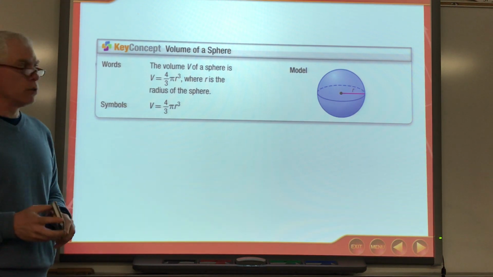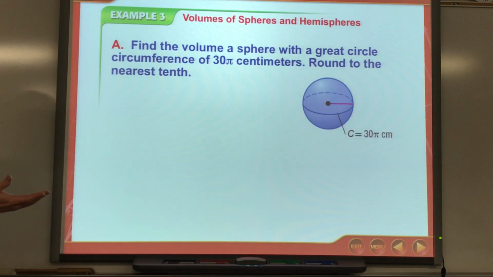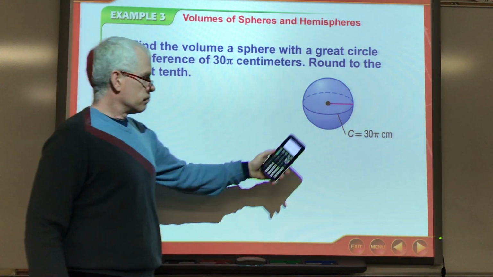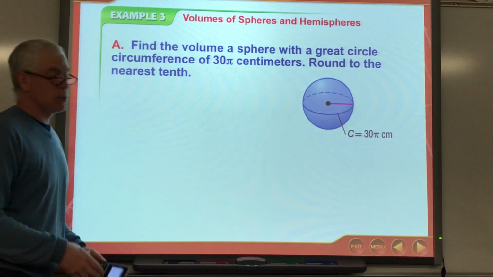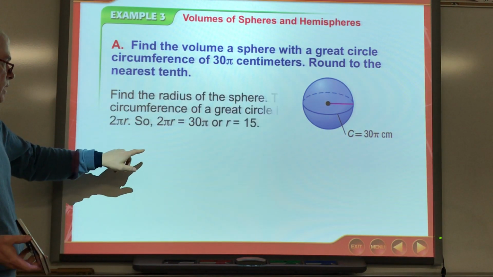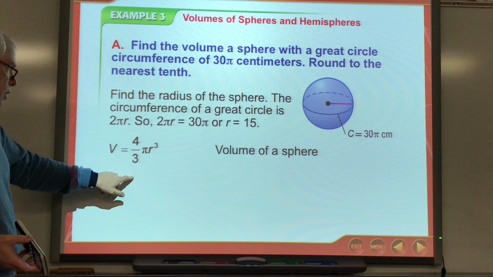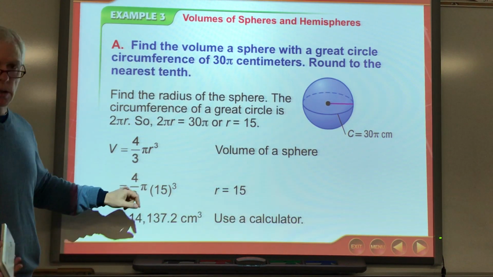Okay? All right, so the volume, make sure that you add this to your notes too. 4/3 pi r cubed is how you find the volume of a sphere. So, find the volume of a sphere with a great circle circumference of 30 pi. Again, circumference is pi times diameter, so that means the diameter must be 30, which means the radius is half of that, or 15. So then I can plug that 15 into the 4/3 pi r cubed. So 4/3 pi times 15 cubed gives me that big number there.